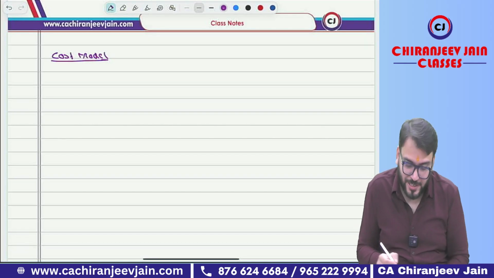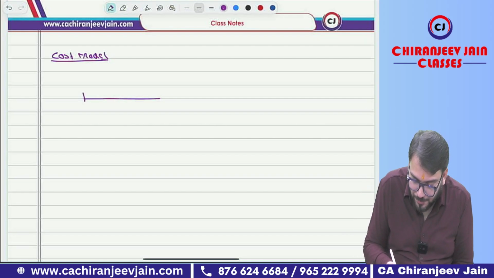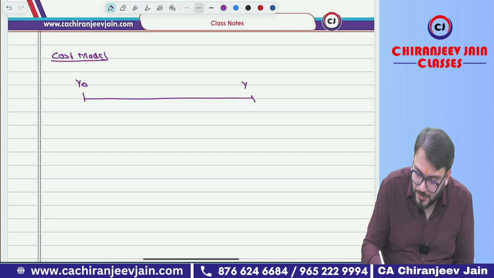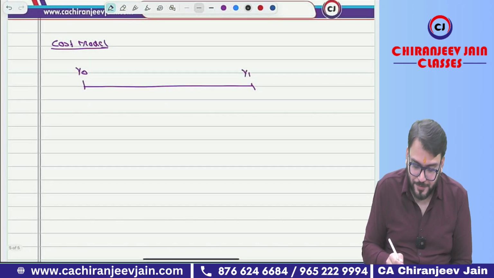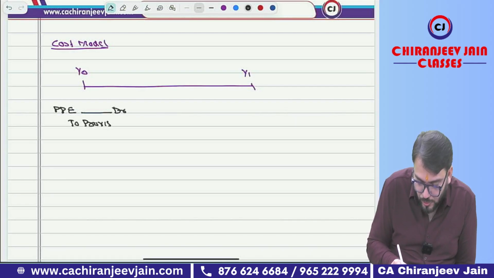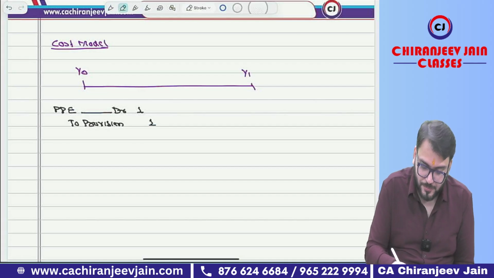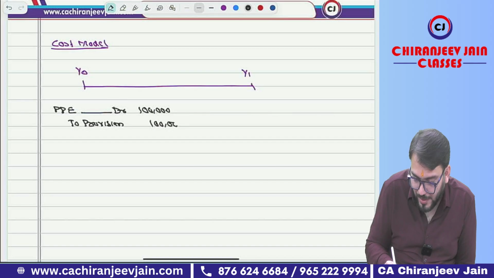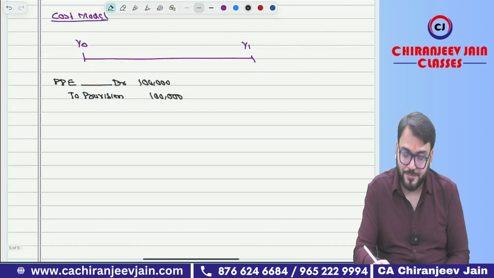So any increase means, let me just give you some example. Suppose this is Y0, this is Y1. A simple example. Initially we pass one journal entry: PP account debit to provision, 1 lakh, 1 lakh.